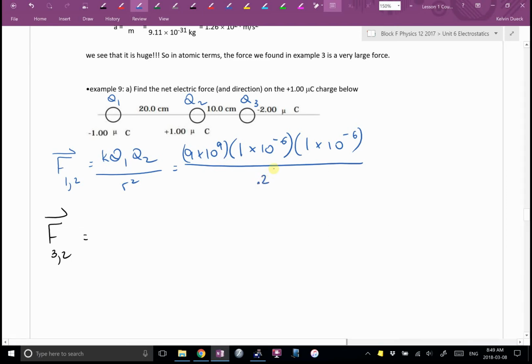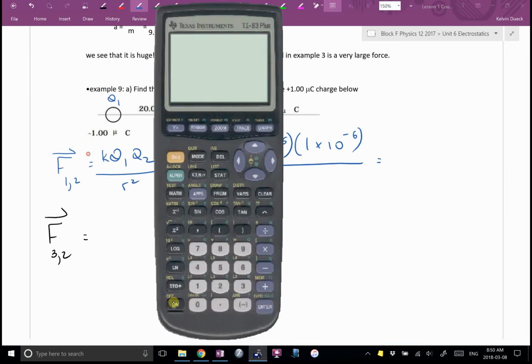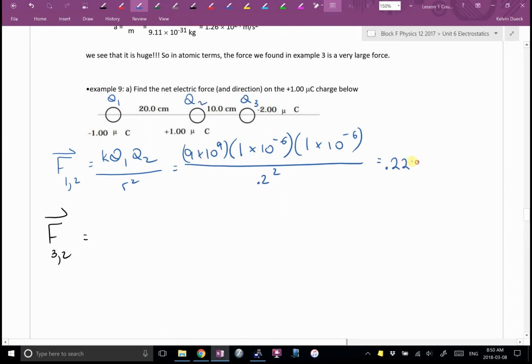What goes on the 0.2, Chang? Okay. What do you get? 9 times 10 to the 9th, 1 times 10 to the negative 6, 1 times 10 to the negative 6, divided by 0.2 squared. What'd you get, Jaden? Come on, people, got to try this. Did you get 0.225? Okay. Units, Gurjot, it's a force.